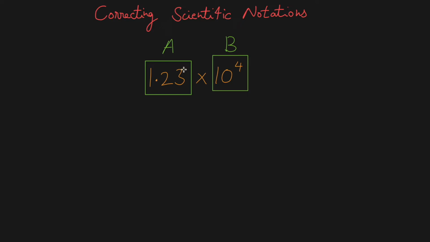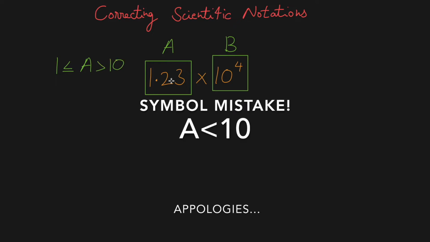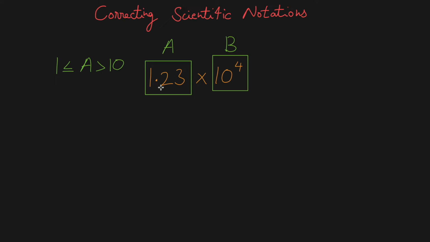Also, in more mathematical language, a should be greater than or equal to 1, but it should be less than 10. So mathematically we can write that a should be greater than or equal to 1, but less than 10. This whole value should be greater than or equal to 1, but less than 10.